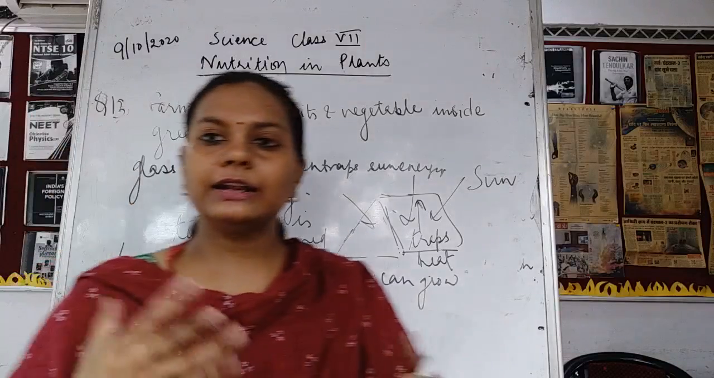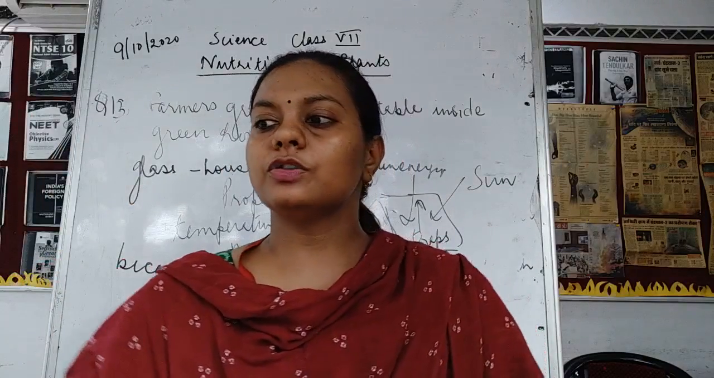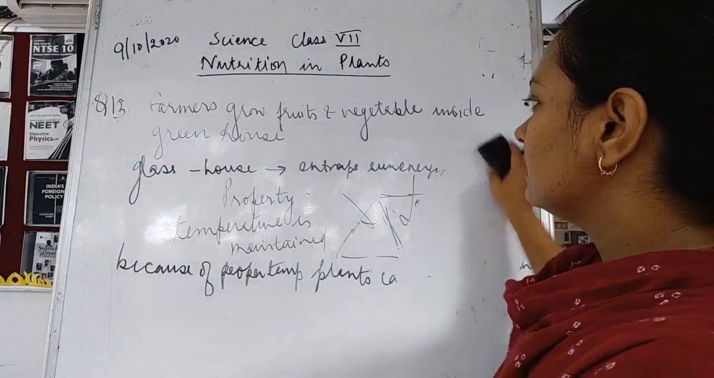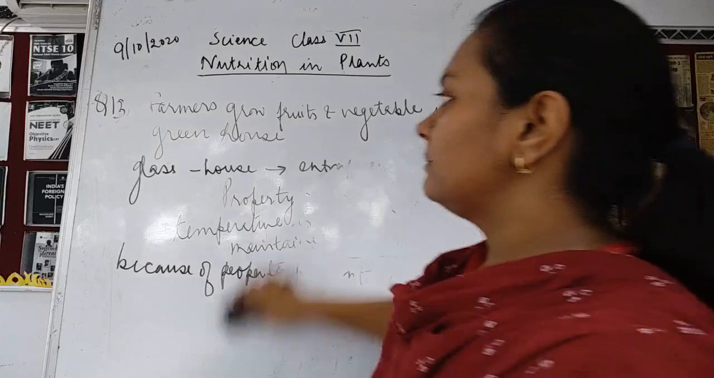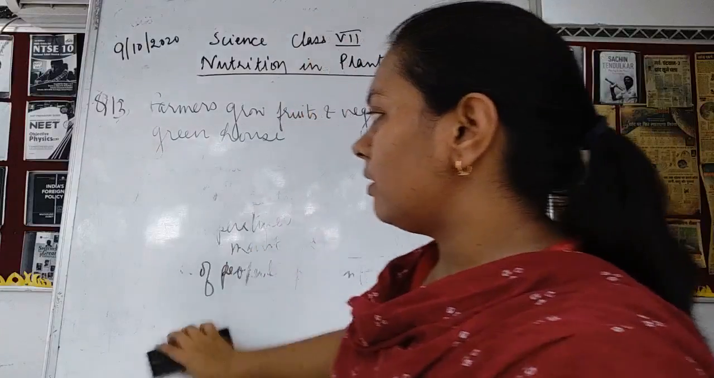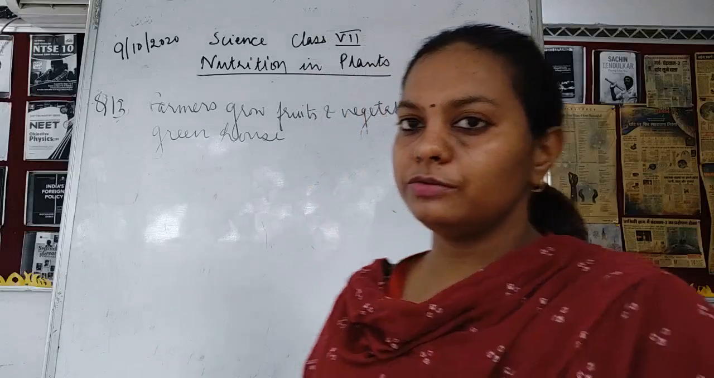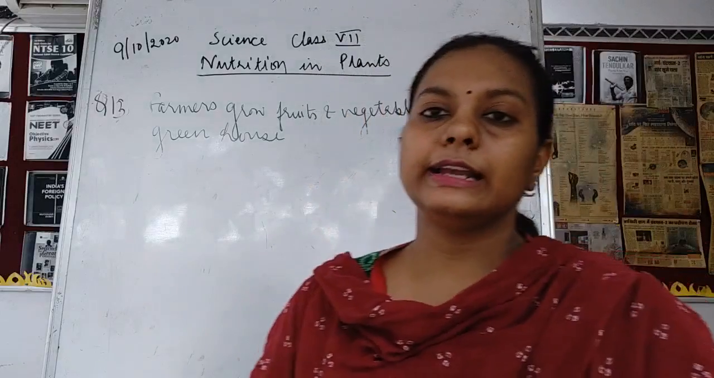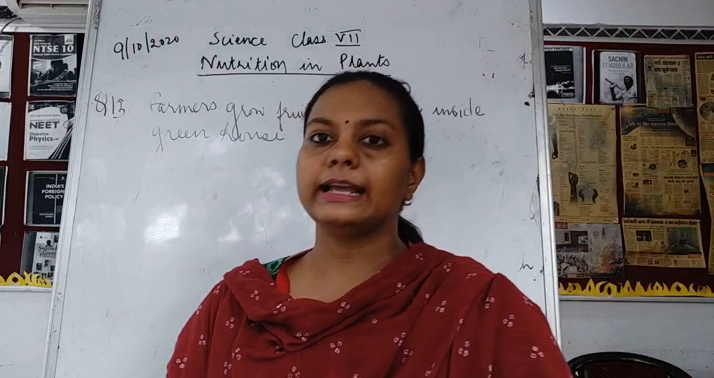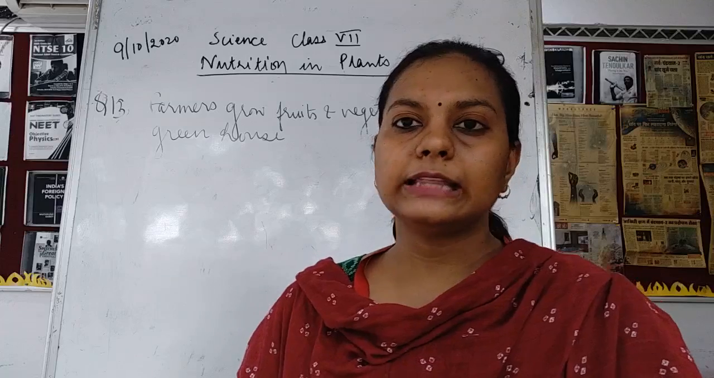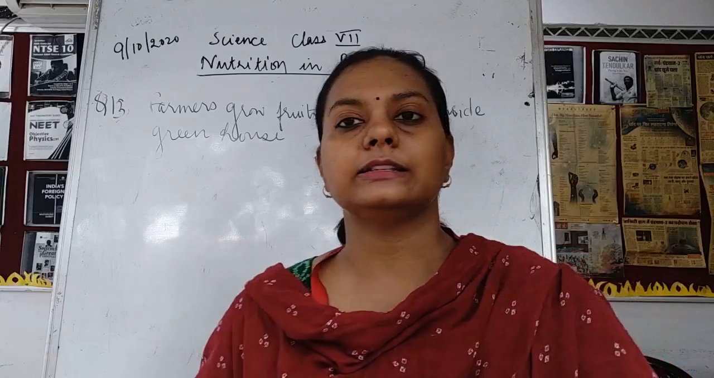Now children, where are these glass houses present? The glass houses are present in places where the sun's energy is available, but it is not available all the time. Means in the hilly areas where the sun's energy is not received much, there the glass houses are present, and they help the farmers to grow all types of crops in that particular season. Okay, in any season it could grow.